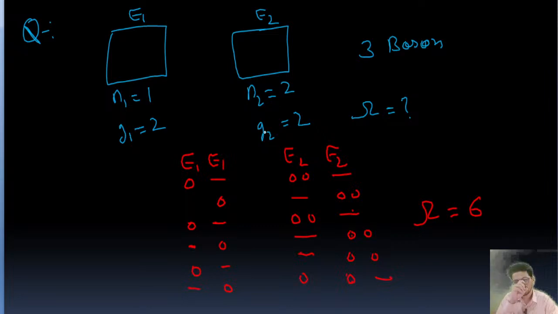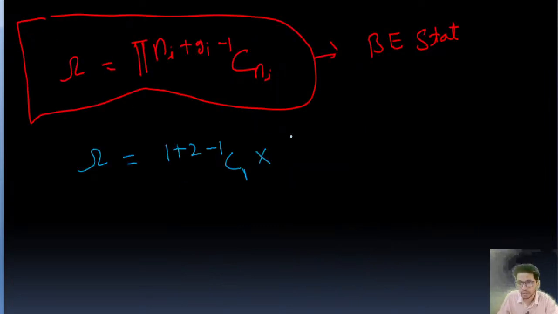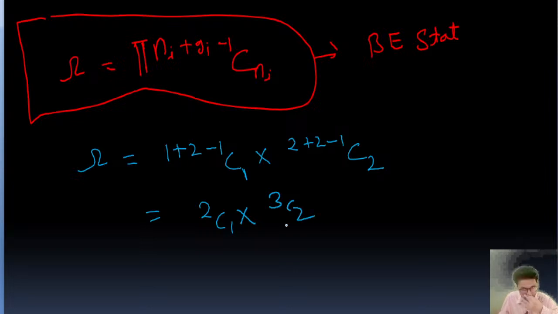Okay, 2 and 2. So this is going to be 2 plus 2 minus 1 C n is 2. Okay, so if you solve it, this is going to be 2C1 into, sorry, my apologies, this is going to be 4 means 3C2, 3C2. Okay, so we'll solve it.